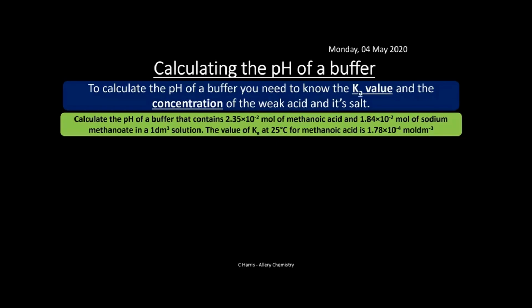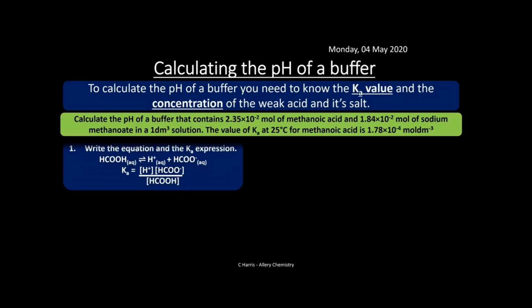These are probably going to be one of the most complicated calculations you'll ever do at A-level chemistry. So if you can get your head around this, you'll be fine. The rest of it is not so bad, so don't worry too much about it, just lots of practice. Right, the first thing we need to do is write the equation and the Ka expression. So here we've got HCOOH producing H plus ions and HCOO minus. So this dissociates. Ka equals H plus times HCOO minus over HCOOH. So we just write the Ka expression. We've seen that before. That's the first thing that we must do.